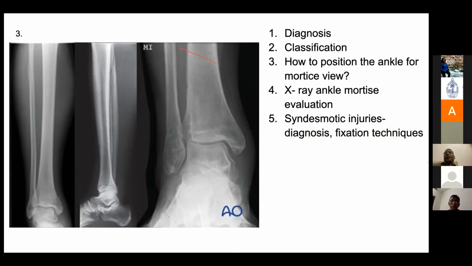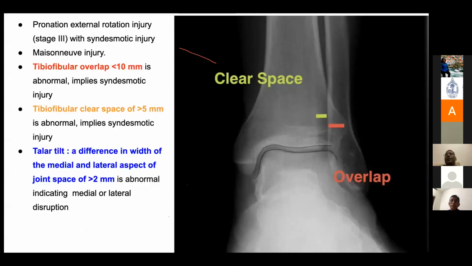So this is for teaching purpose. The next slide. So Balu, can you go to the next slide?